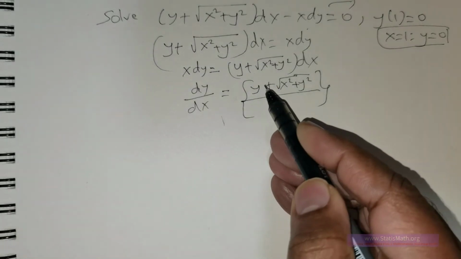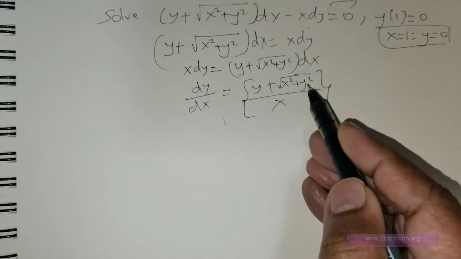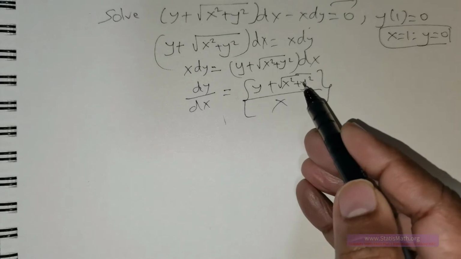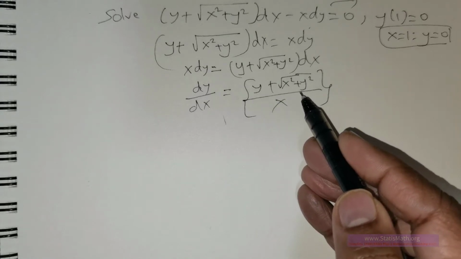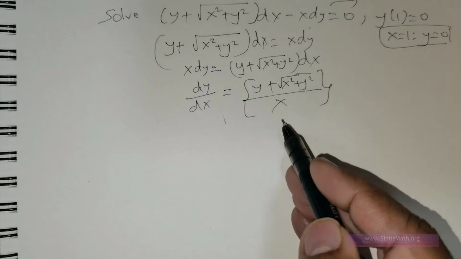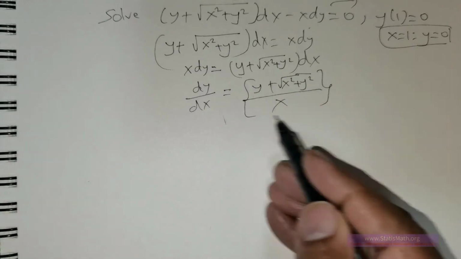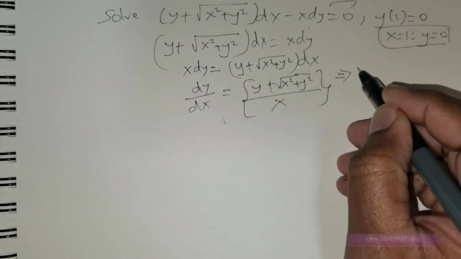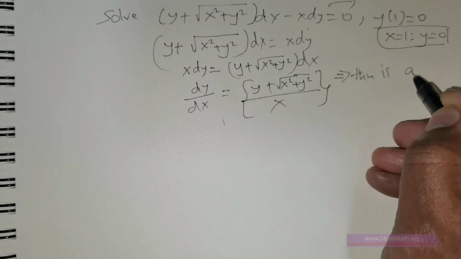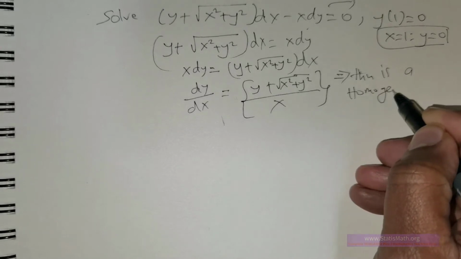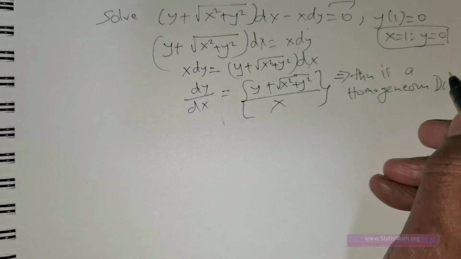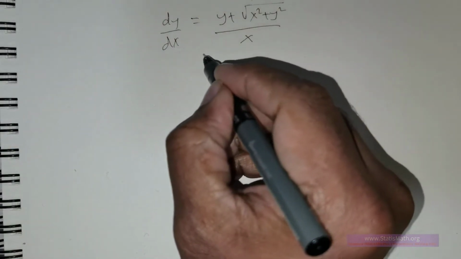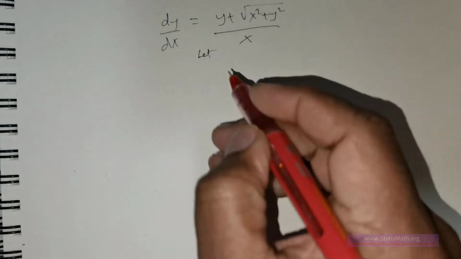The degree of y is 1. The degree of x² + y², since they are under the square root sign, is definitely also 1. The degree of x is 1. So clearly the numerator's degree and the denominator's degree agree. So this means this is a homogeneous differential equation.